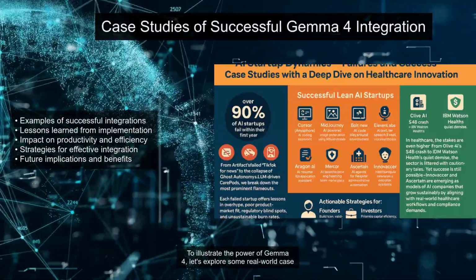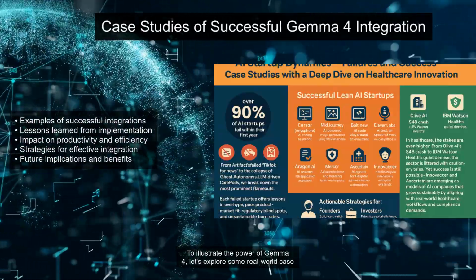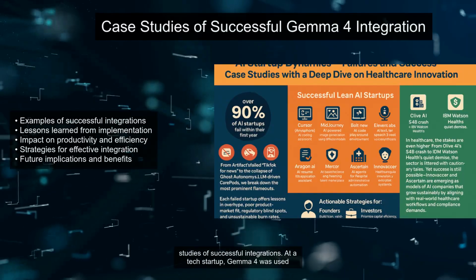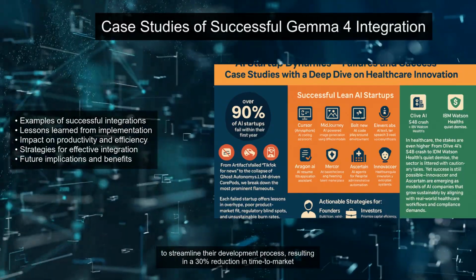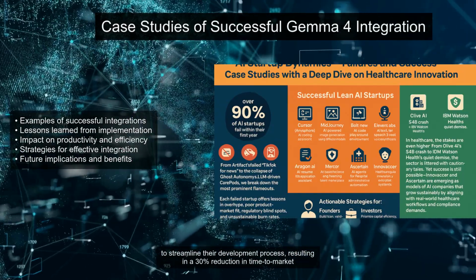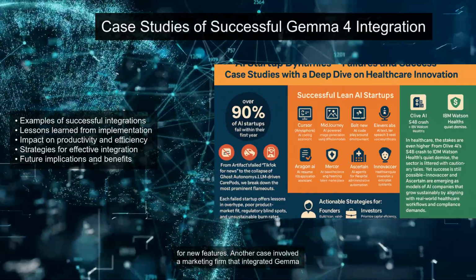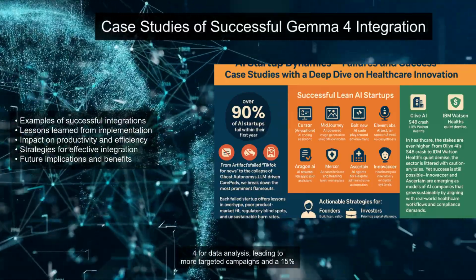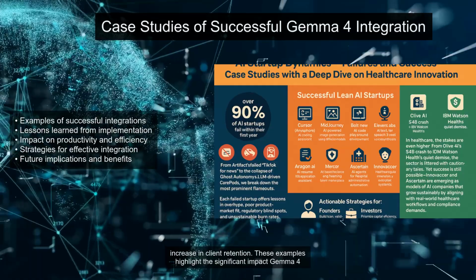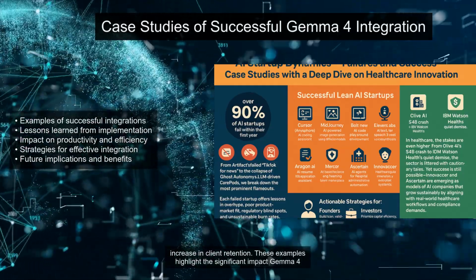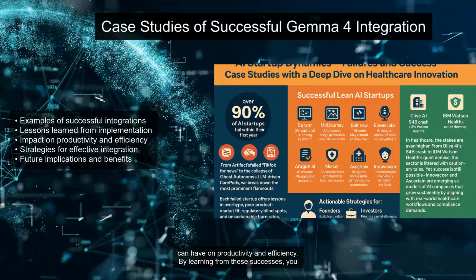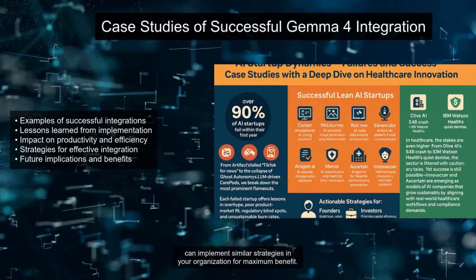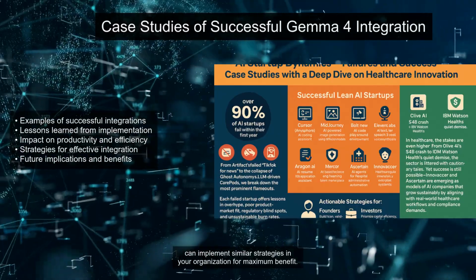To illustrate the power of Gemma 4, let's explore some real-world case studies of successful integrations. At a tech startup, Gemma 4 was used to streamline their development process, resulting in a 30% reduction in time to market for new features. Another case involved a marketing firm that integrated Gemma 4 for data analysis, leading to more targeted campaigns and a 15% increase in client retention. These examples highlight the significant impact Gemma 4 can have on productivity and efficiency. By learning from these successes, you can implement similar strategies in your organization for maximum benefit.